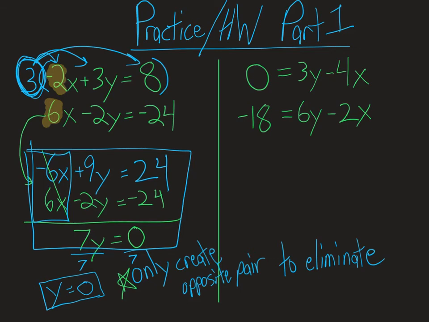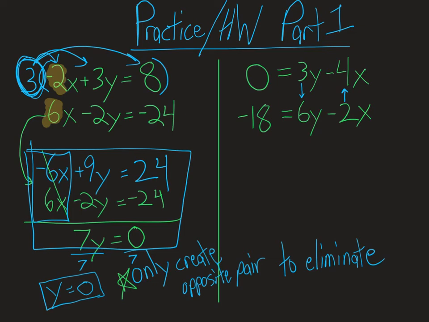All right, number 2. Let's look again. Hopefully you notice that either way, I could have made an opposite pair easily out of the y's. I could have also made an opposite pair easily out of the x's. I would assume some of you guys did it both ways. Some of you went x, some of you went y, and you know what? They're both valid, whatever you choose to do.